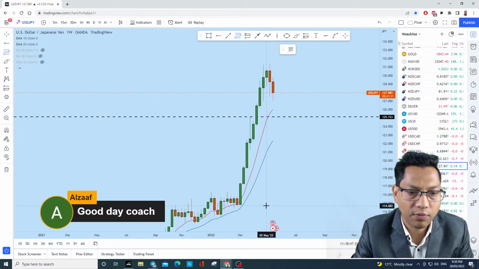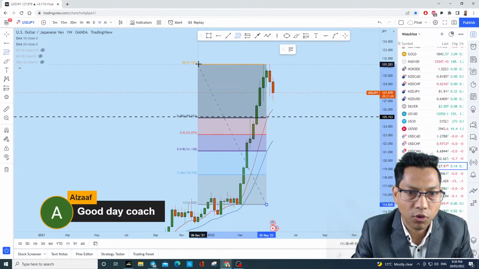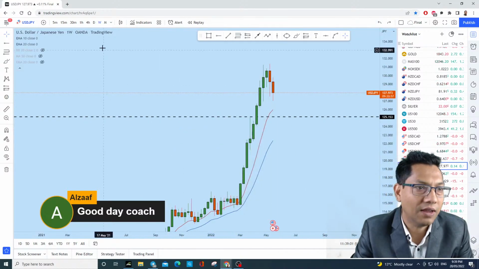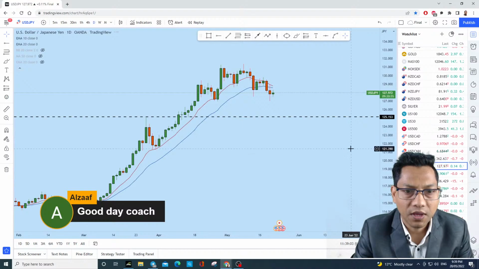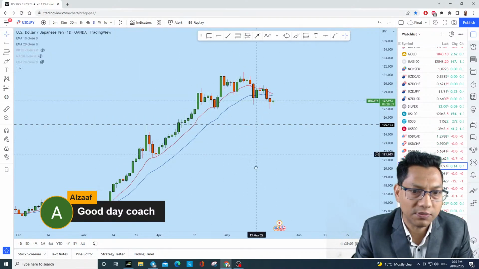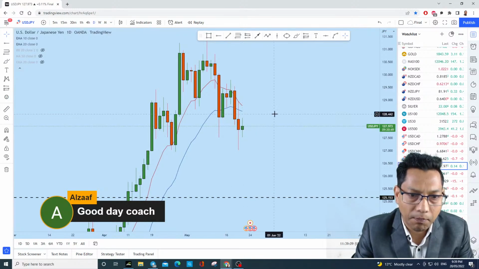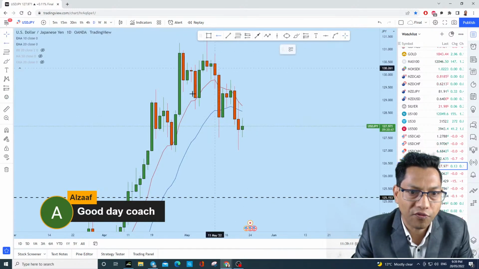So if we take your Fibonacci from the starting of the move to the end of the move, you see this is where the monthly resistance is aligning with the 38.2% Fibonacci, and I strongly believe that dollar yen will come back to this level of support. Going to the daily, now you see this is what it is. Because it's a long-term uptrending market, I'll not sell blindly. Now this is my hot zone for selling dollar yen.